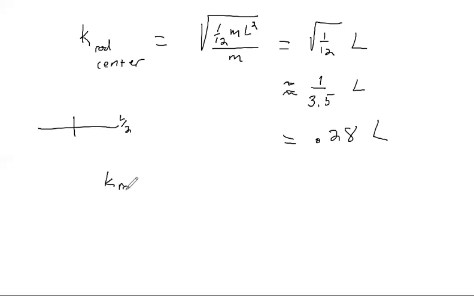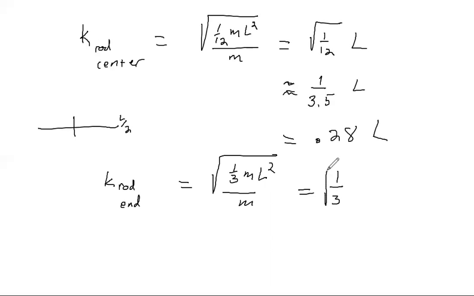K for a rod rotated about the end would be given by the square root of 1/3 m L squared divided by m. So that's going to be 1 over 3, take the square root, and times L, and typing in numbers gives me 0.58 times L.